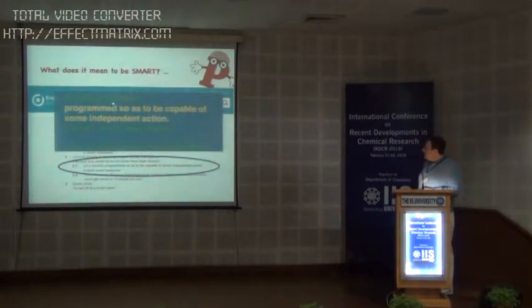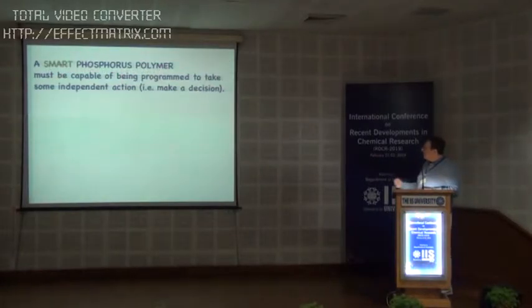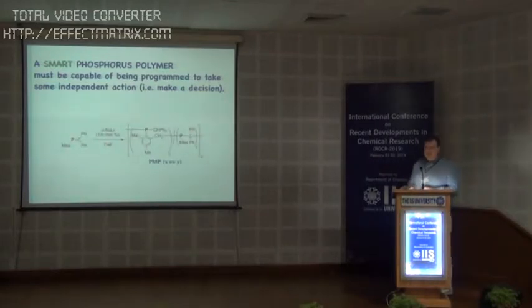What is this idea of smart devices? This is the definition out of the Oxford Dictionary. It says smart devices have to be programmed so as to be capable of some independent action. And it uses an example of smart weapons. I don't know why it does. But anyway, you have to be able to be programmed to take an independent action. That will make it smart. It has to be able to make a decision. And not only does it have to be able to make a decision, it has to be able to report that decision in some way.